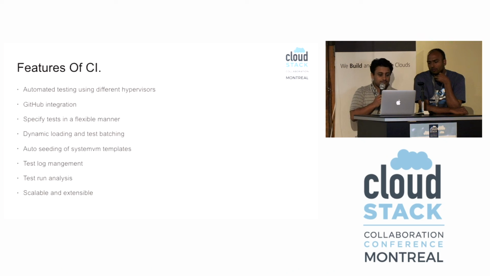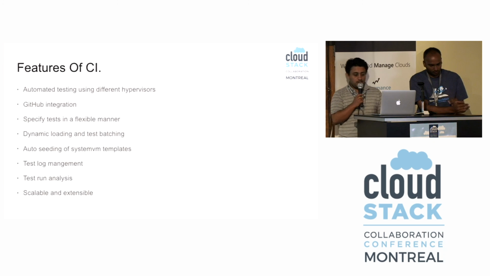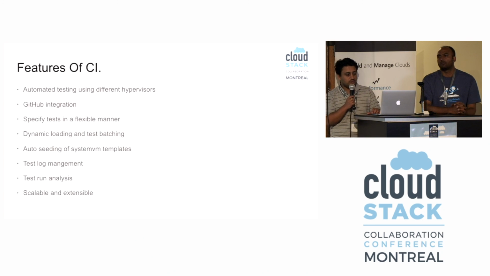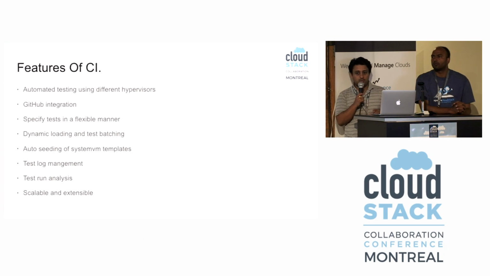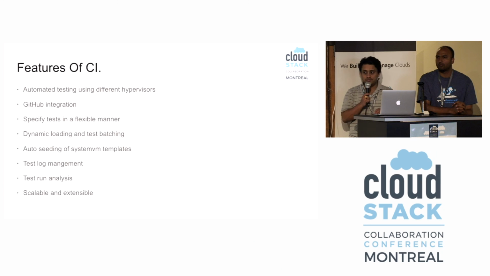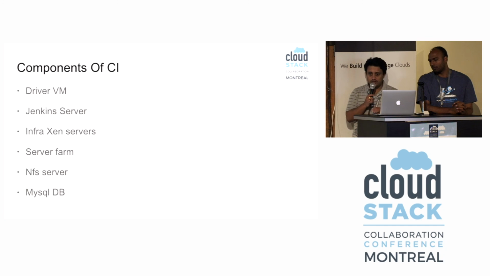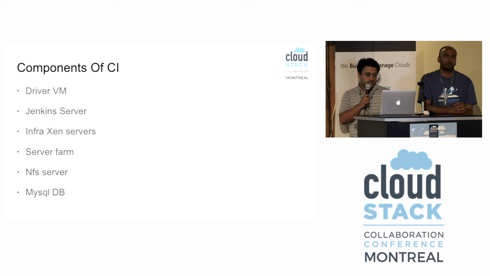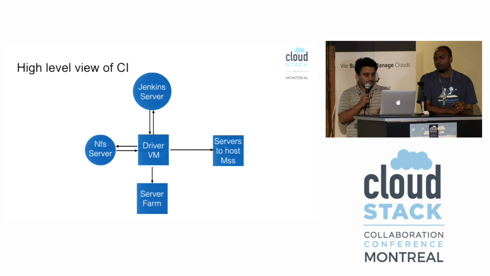So that's one thing. And then scalable and extensible. Most of the components of the CI are from open source, and they are pretty modular, so it can be scaled whatever way we want to. So these are the components of the CI which we have: a driver VM, a Jenkins server, infra servers, and then a server farm. I'll be explaining each of the components in detail. This is the high level view of how these things are connected.